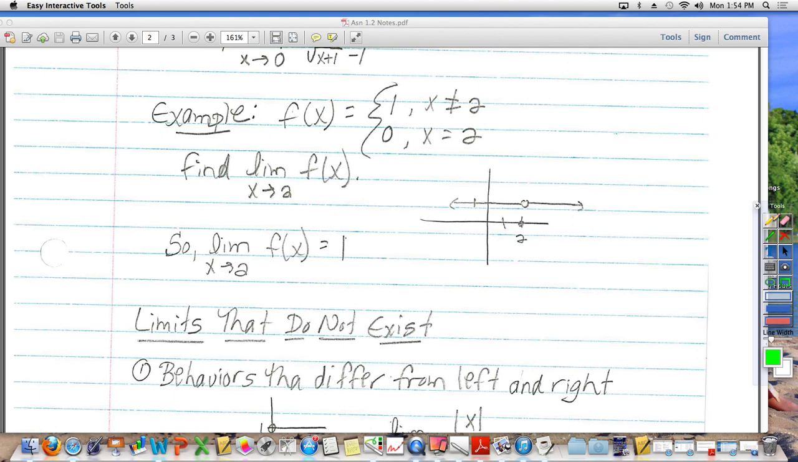The value of f of x is equal to 0 when x is 2. So here's my y and my x-axis. I go to an x value of 2, and I know that the value of my function when x is 2 is 0. So I have a point right here on the x-axis. But then everywhere else, when x is not 2, what is the value of my function? It's 1. So here's a y value of 1.